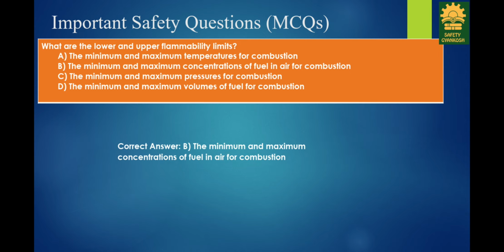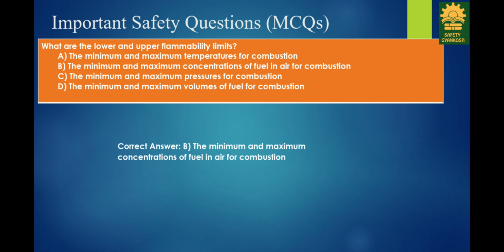So the correct answer is B. It has a definite range. For example, if you talk about hydrogen, the flammability limit lies from 4 to 74. So 4 is the minimum, the lower flammability limit, and 74 is the upper flammability limit. If there is a mixture of fuel and air ranging from 4 to 74, the fire will happen.